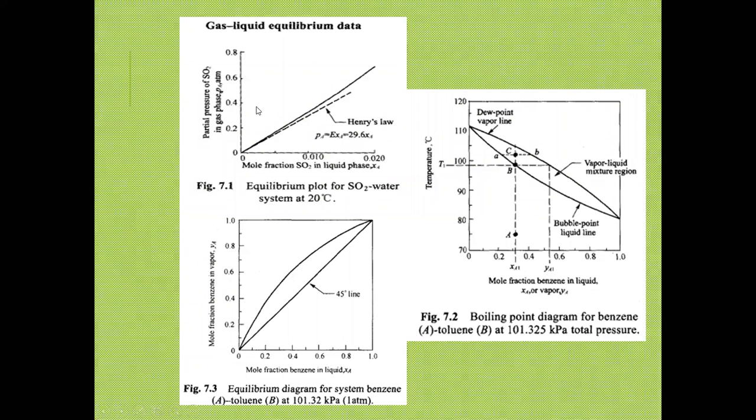You need not look for a specific equilibrium diagram to find the partial pressure of SO2 in the gas phase given its mole fraction in the liquid phase. By linearizing, you already have this equation, and all you have to do is place in here XA, and you'll be able to solve for P sub A.